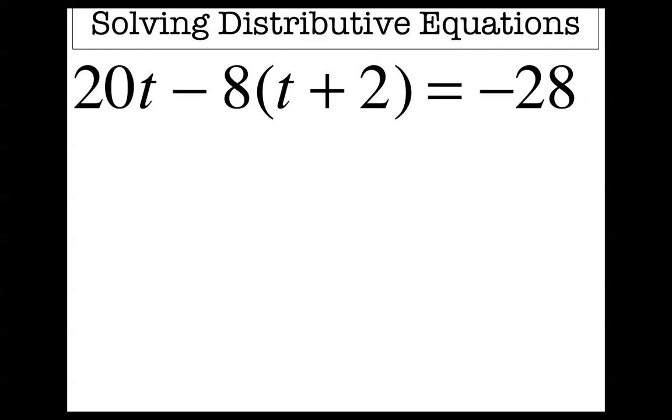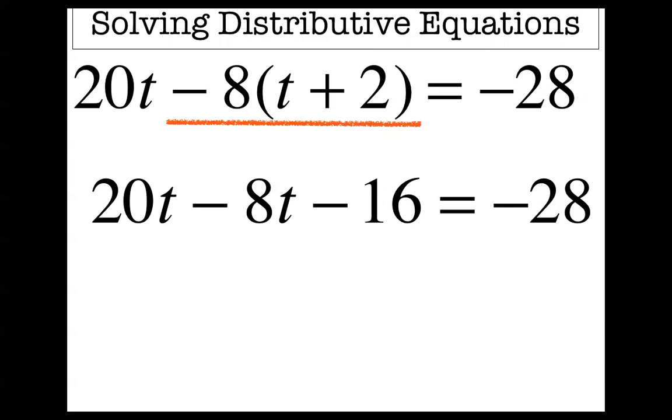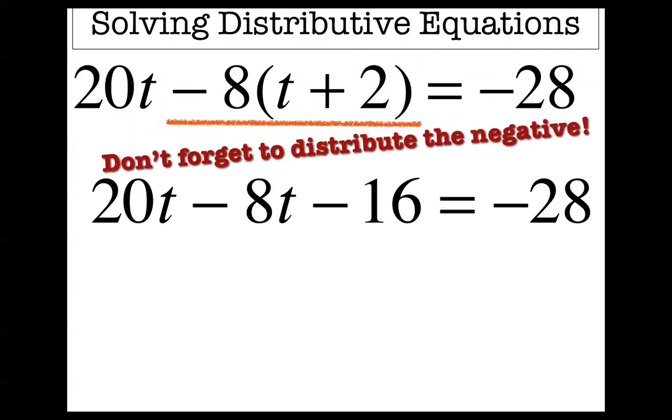How about this one? We've got 8, and then there's parentheses t plus 2. But on this one, there's a negative in front of the 8. Okay, so that minus 8 has to get distributed. It's not just 8 times t, it's minus 8 times t, so it's negative 8t. And it's not just 8 times 2, it's negative 8 times 2. So we're going to get negative 8t, and then we're going to get negative 16 here.